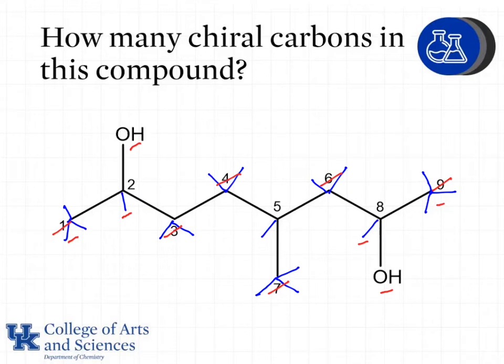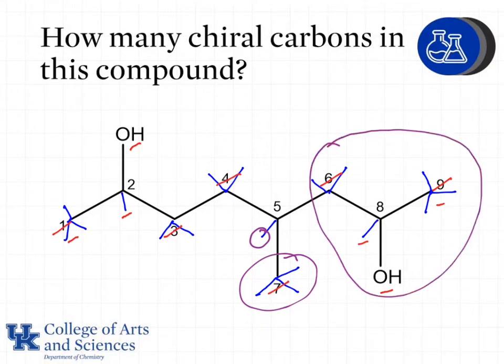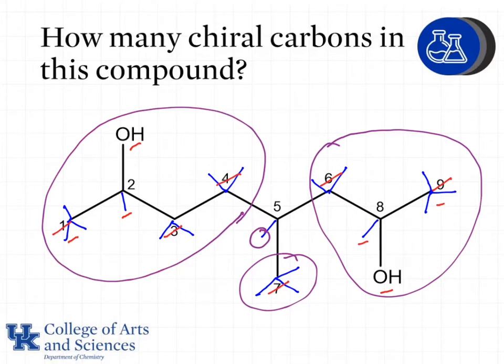Next, we're going to look at carbon 5 in a little more detail. First, let's circle each of our groups. So we have a hydrogen, a CH3 group, the molecule to the right of carbon 5, and the part of the molecule to the left of carbon 5.